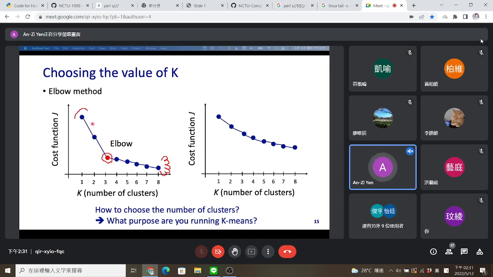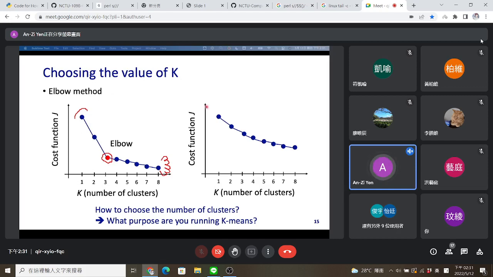The curve goes down rapidly until k equals 3, and then it goes down very slowly after that. So in this case, we will choose k equal 3.